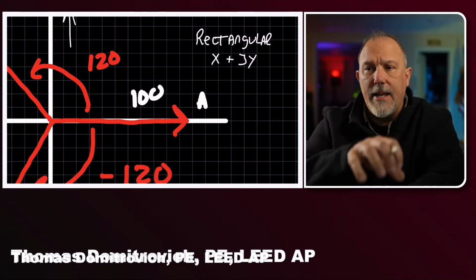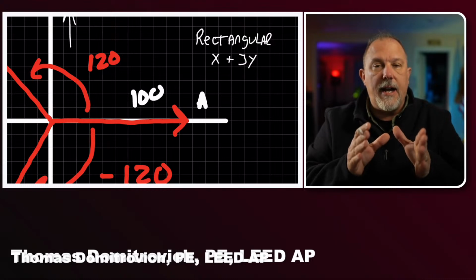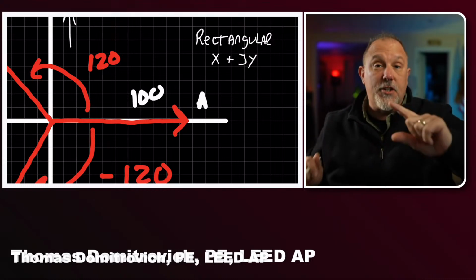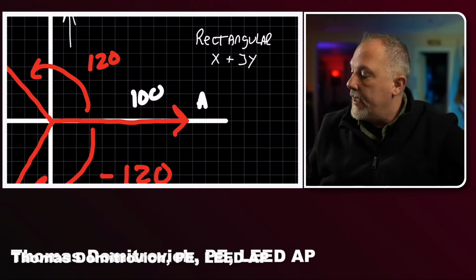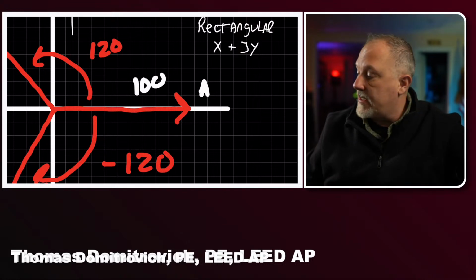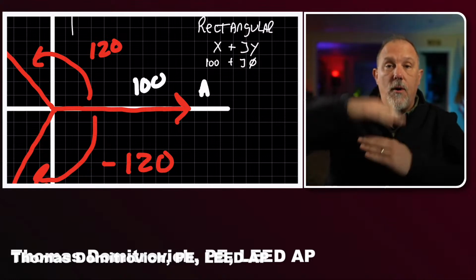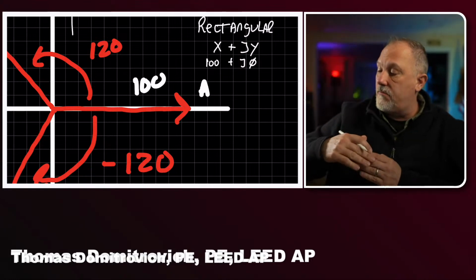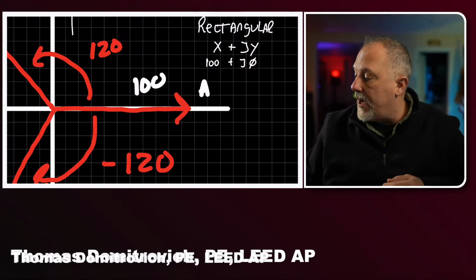So if I think about rectangular coordinates, I'm basically saying I can take this phasor, this polar coordinate of 100 at an angle of 0, and I can say that along the x-axis it's 100, we know that, plus j0, because it doesn't go on the y-axis, it's 0. So it's 100 plus j0.